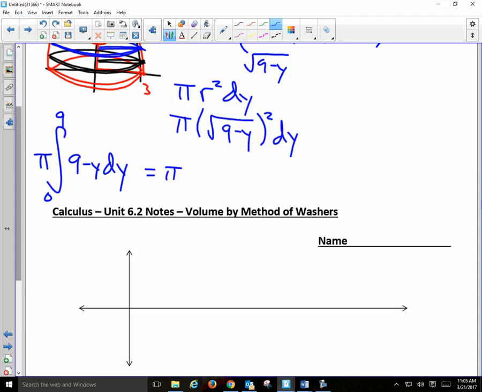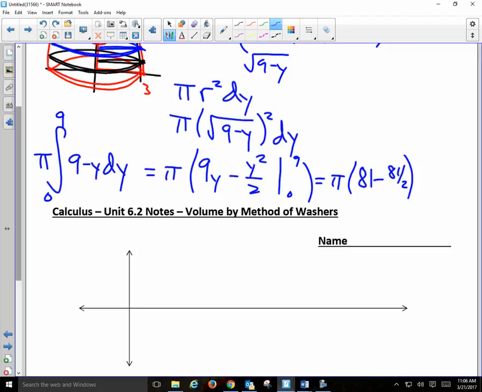So I get pi times, what's the antiderivative of 9? 9y minus y squared over 2, evaluated at 9 and at 0. So we get pi times 81 minus 81 over 2. Well, 81 minus half of 81 is just half of 81, right? I guess if you want to find common denominators, 162 over 2 minus 81 over 2 is still 81 over 2.